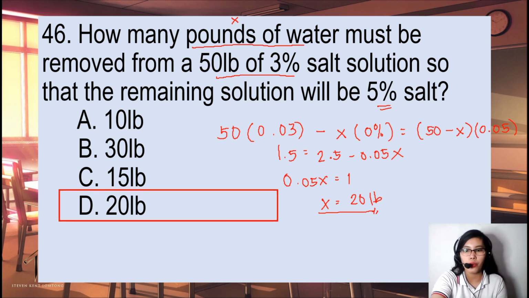Ayan, so just take note of the keyword. If it is removed, of course, you have to subtract. Then if it is added, of course, you'll have to use plus or addition in our equation.